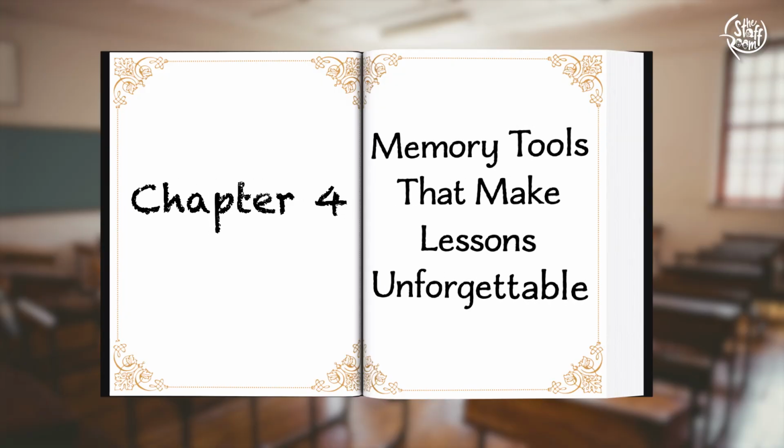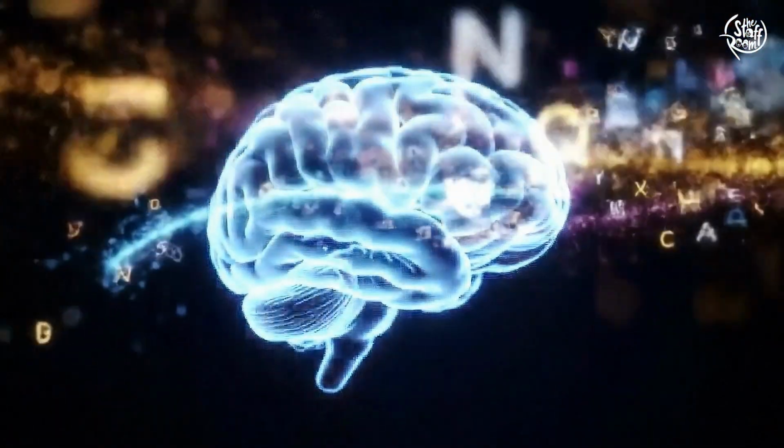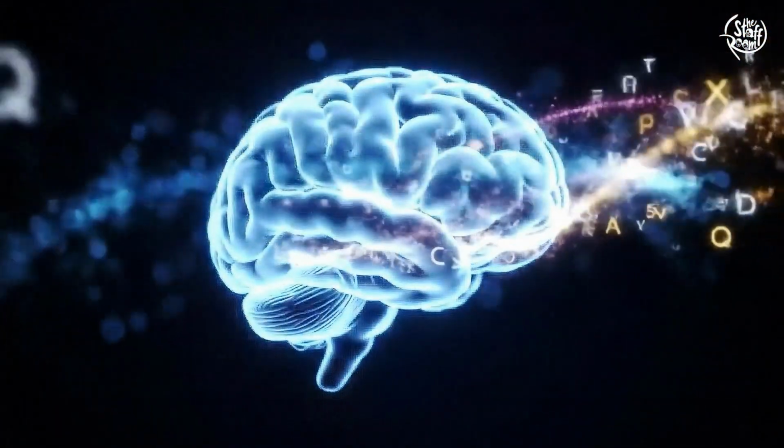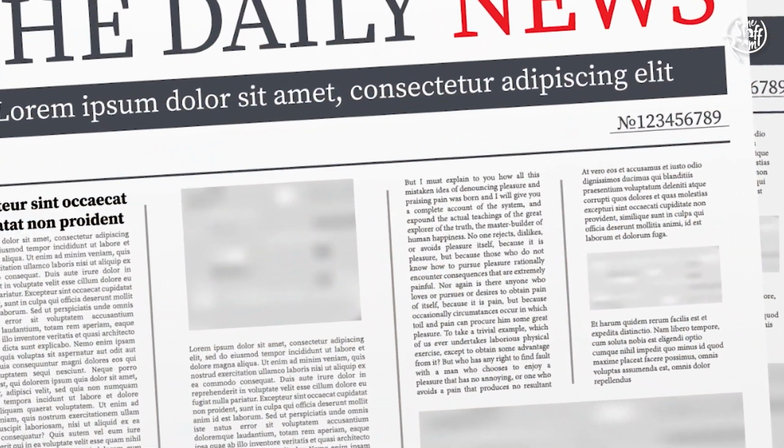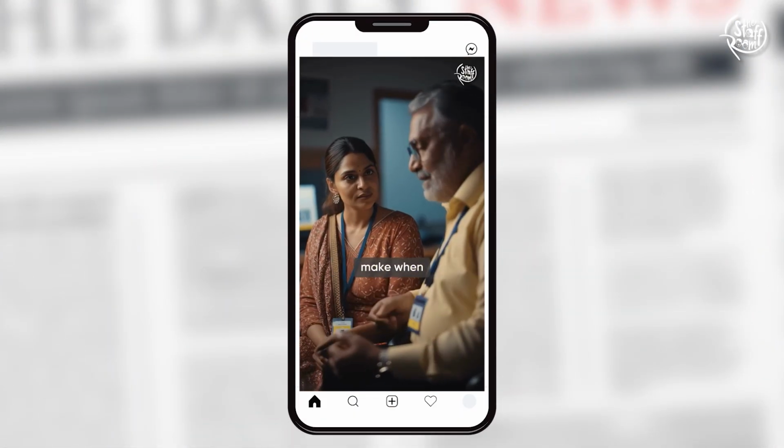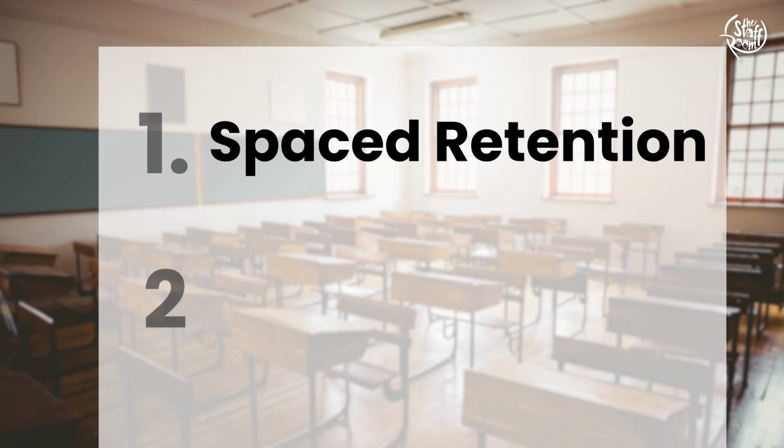That brings us to the 4th chapter. Have you noticed how students forget a lesson after a few days? That's just because the brain naturally discards unused information. Think about that random newspaper article or the Instagram reel that you might have watched last week. You wouldn't remember. But with two methods, spaced retention and active recall, you can fight forgetting.